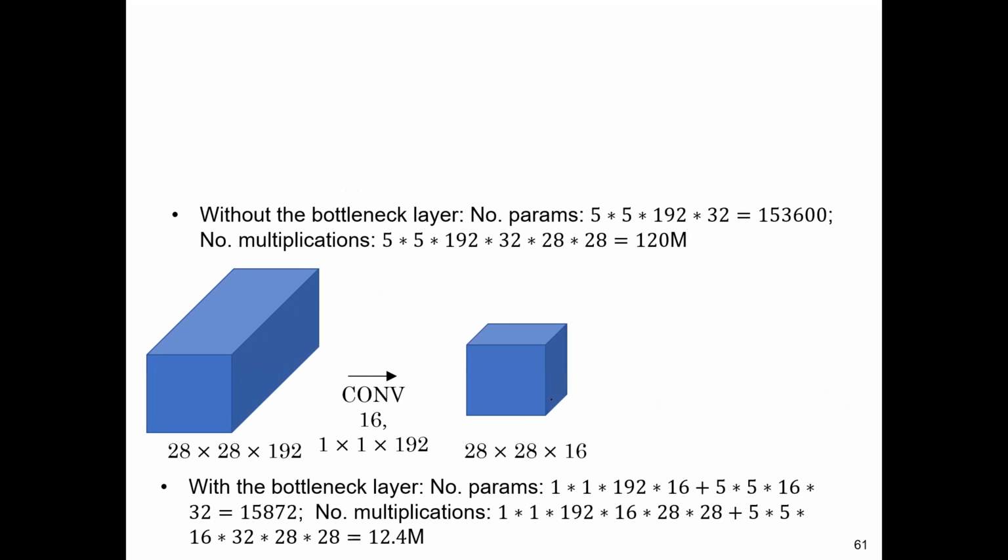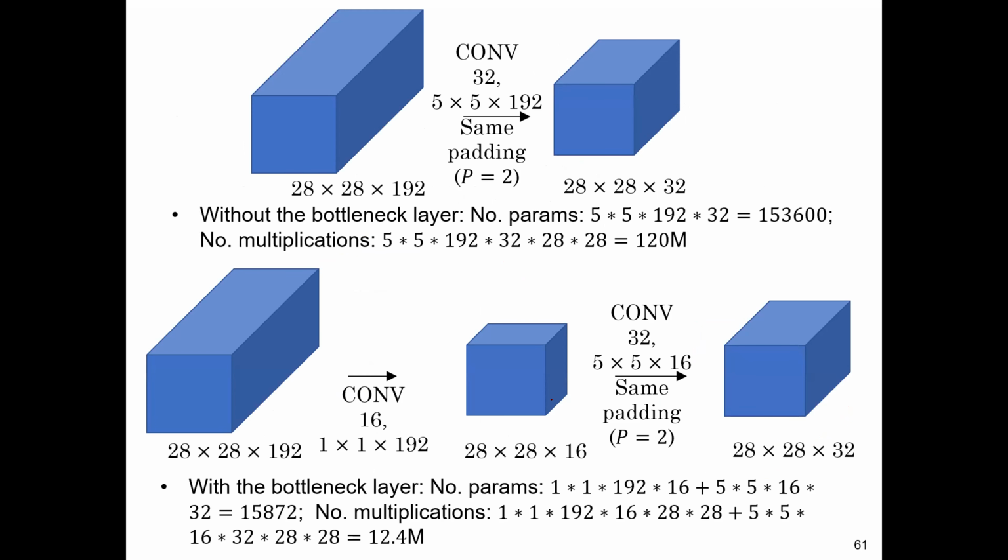So let's look at the bottleneck layer. Why do you have the one by one before the 5x5 or 3x3? If you have a 5x5 filter applied to a 28x28 input image with depth 192, and with the same padding of two, so you maintain the output size also at 28x28, then the number of parameters is, this is one filter, and multiplied by 32, you get this many parameters. The number of multiplies is, this is for one output, and this is the number of outputs.